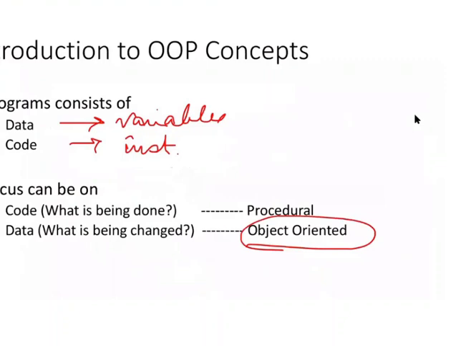On the other hand, now what we are going to see is the focus. Now we are going to move from the code to the data. How? By using something known as objects. So what is an object? An object is an entity. Let me just write it here.